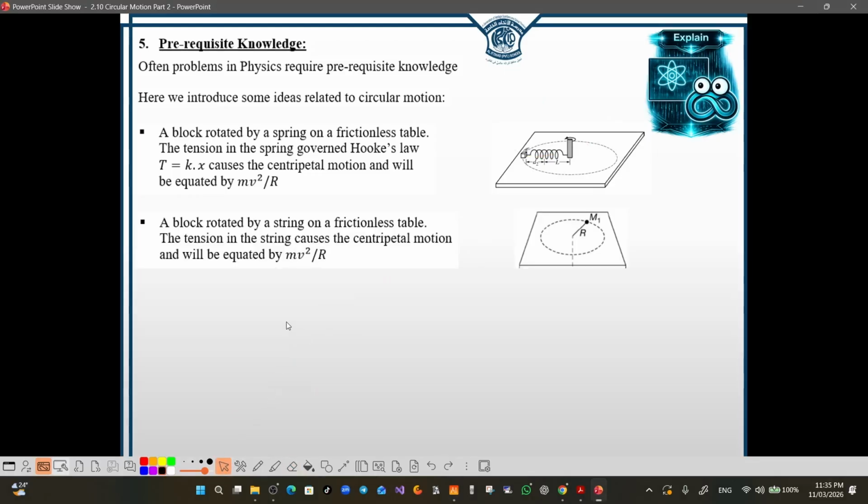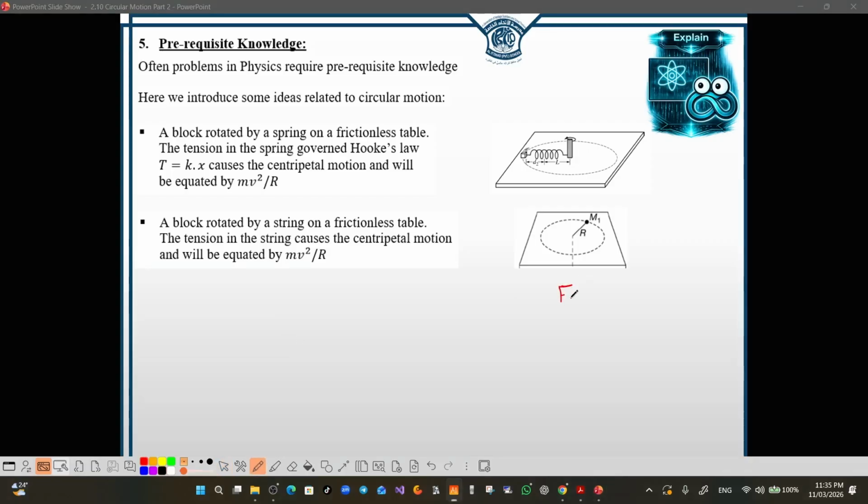Now, a block rotated by a string on a frictionless table again. The tension in the spring is now the centripetal force. So the spring is replaced with a string. The string will generate a tension force. In the absence of friction, this tension force will be our centripetal force, and the centripetal force is equal to mv squared over r.